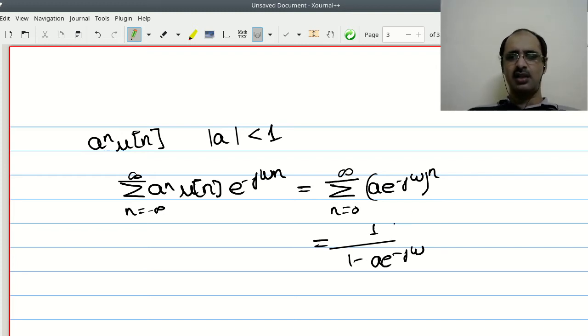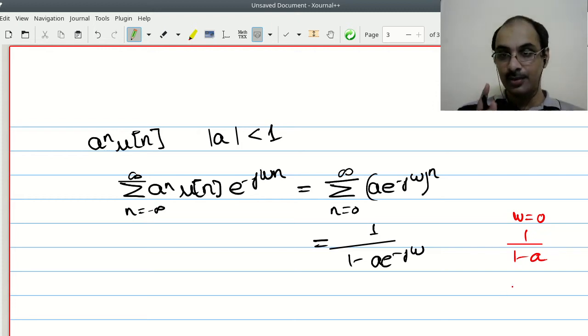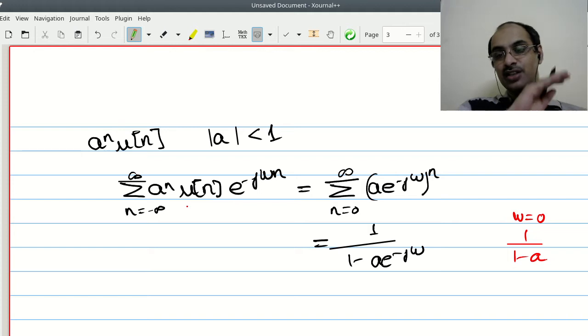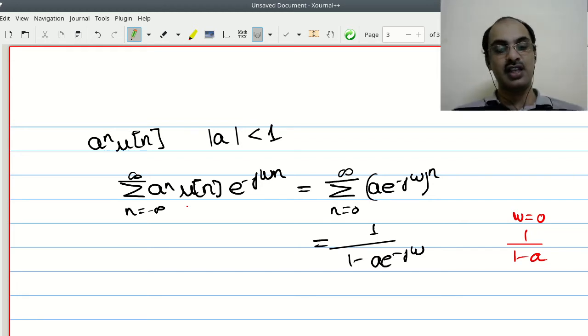Okay. Still, what intuition am I supposed to get? It turns out that, let's start with something very simple. If you put omega equal to 0, you get 1 upon 1 minus a. I'll just write it on the side. Omega equal to 0 is also called the DC value, and if you look at the summation, putting omega equal to 0 translates to summing the full sequence. So putting omega equal to 0 in the DTFT just gives you the sum of all the values of the sequence, which is 1 upon 1 minus a.